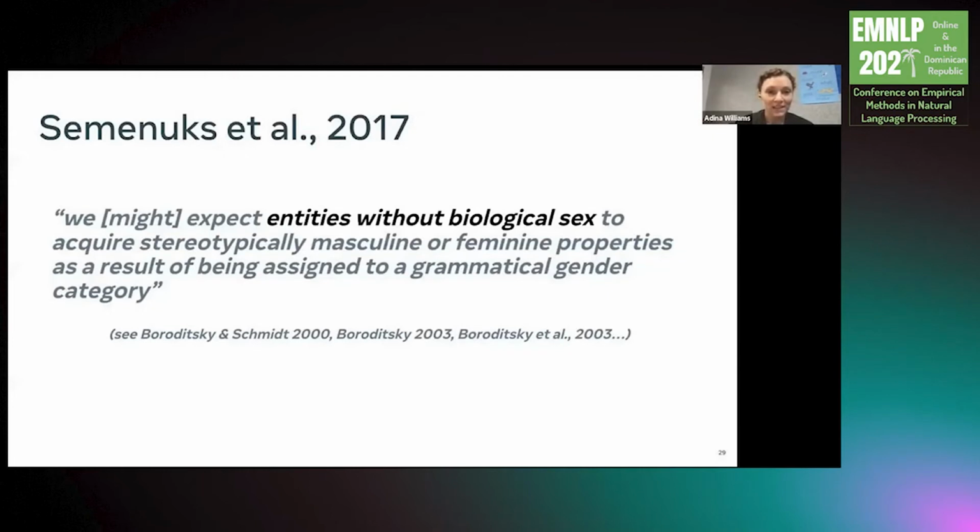Just to give it a bit more meat, I want to quote a paper by one of the students of Lera, and she's also in this et al.: we might expect entities without biological sex to acquire stereotypically masculine or feminine properties as a result of being assigned to a grammatical category. So this is actually an even stronger claim than I initially suggested. It's a causal claim. It suggests that because Spanish speakers assign tables feminine gender, we might expect that the table will acquire stereotypically feminine properties. And what that means then is that when people talk about tables in Spanish, they might use more stereotypically feminine adjectives.